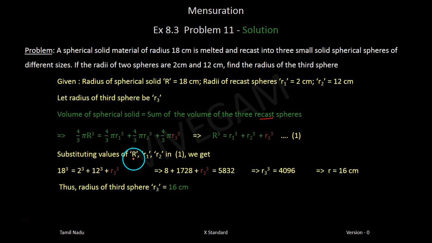So now we'll substitute the values of capital R, r1, r2. Then it becomes 18 cube will be 2 cube plus 12 cubed plus r3 cube. So 2 cubed is 8, 12 cubed is 1728, and 18 cubed is 5832. So r3 cubed, you take all these things to the left side, subtract it, so you get 4096, and taking the cube root, we get r3 equal to 16 centimeters. Thus, the radius of the third sphere is 16 centimeters.